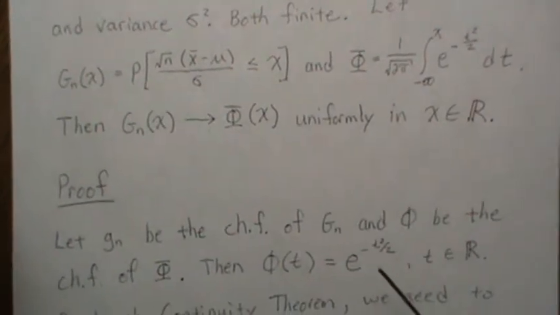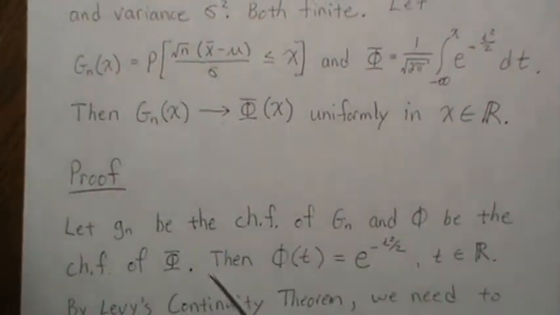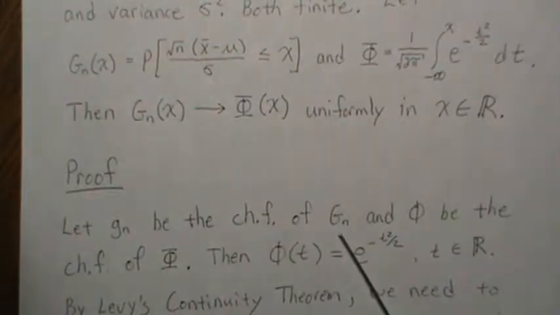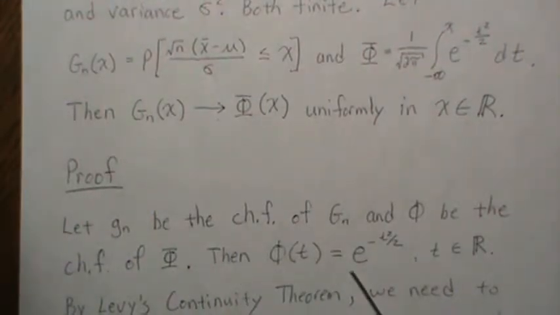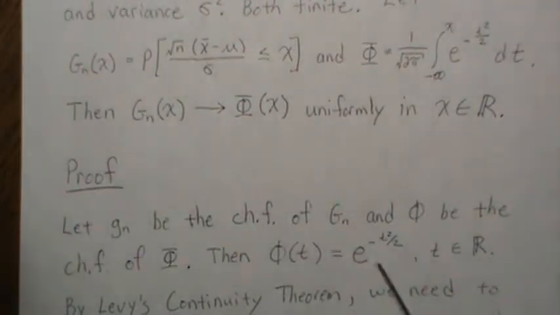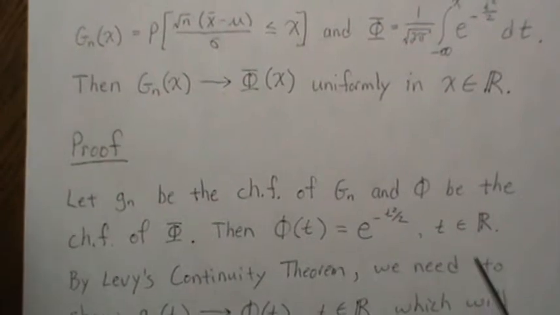So let's just start in on the proof. Let little g be the characteristic function of capital G, and little phi be the characteristic function of Phi. Then the characteristic function of the standard normal is this, and that's for all t.